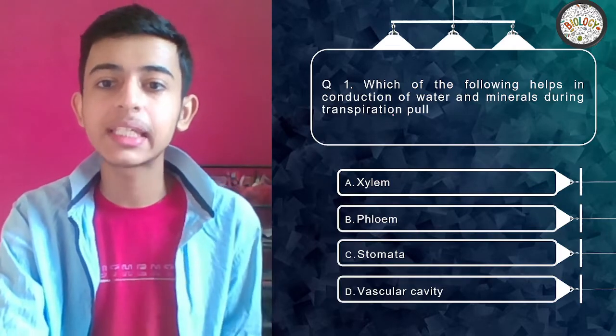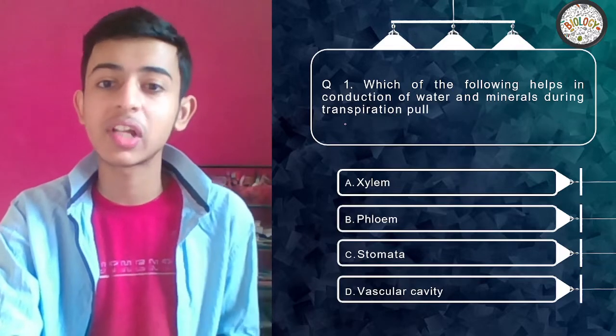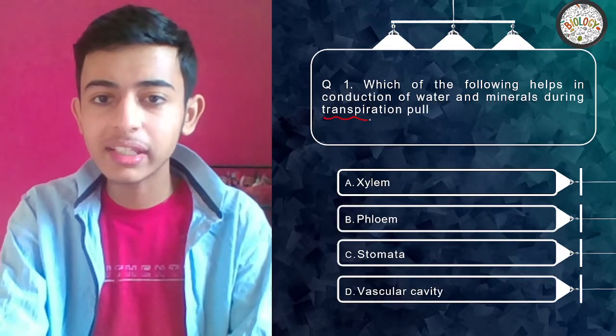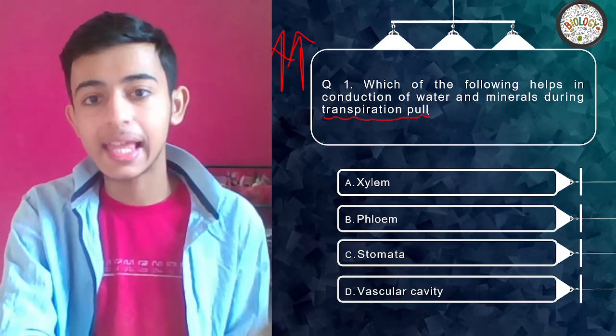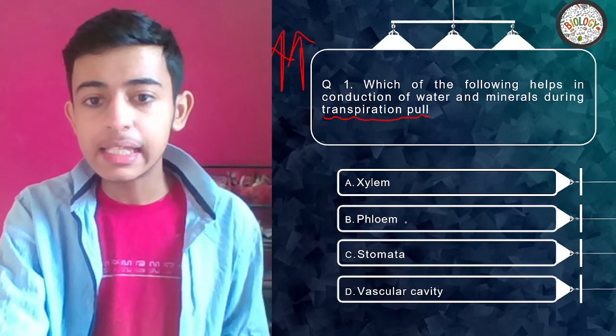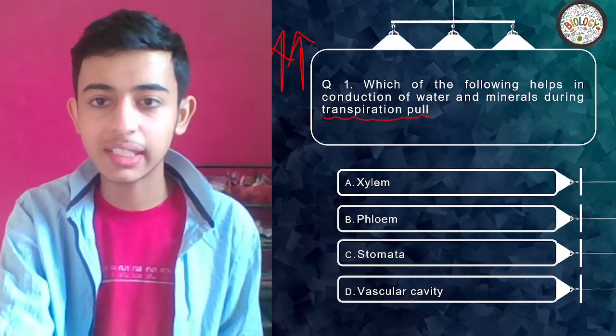Which of the following helps in conduction of water and minerals during transpiration pull? So I have transpiration pull in this way, right? So which of the following helps? Is it xylem? Is it phloem? Is it stomata? Is it vascular cavity?